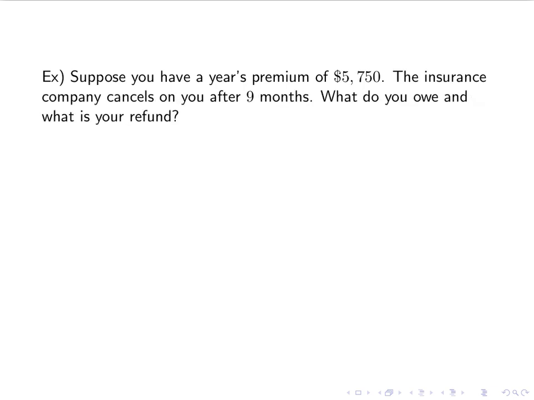So let's try another one. Suppose you have a year's premium of $5,750. The insurance company cancels on you after 9 months. What do you owe and what is your refund? So again, the insurance company is the one doing the canceling. So we look at what proportion of the year we had the insurance for. And that's 9 months out of 12 months. So I'm only going to pay 9/12 of $5,750. And that is $4,312.50. And again, the refund is the difference.